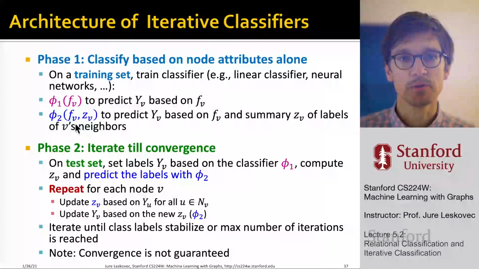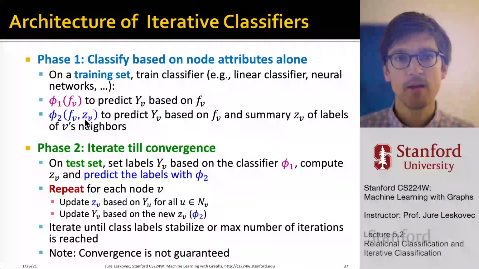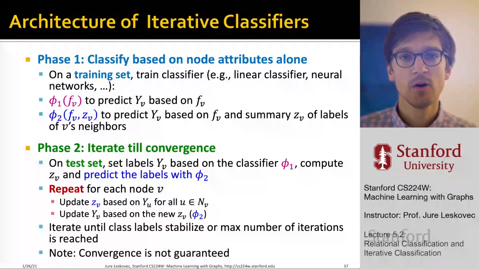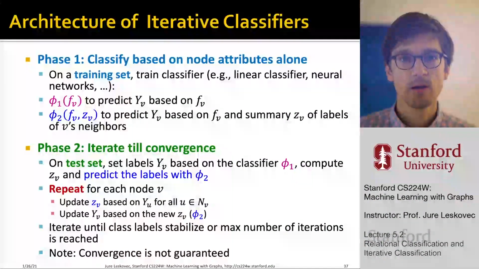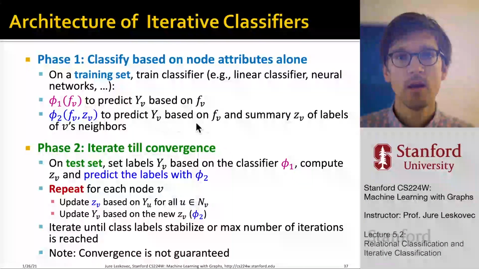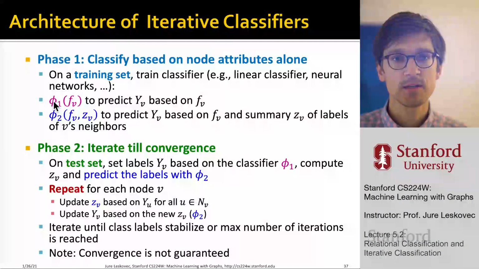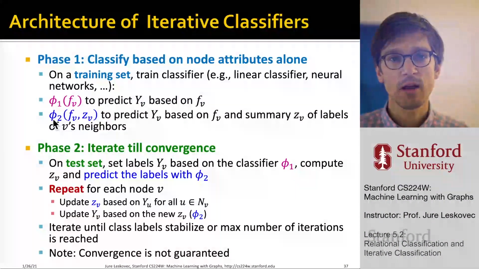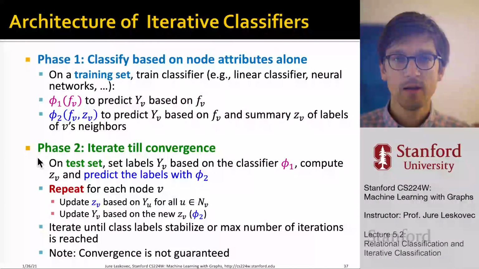And then using the training data, we are also going to train this classifier phi2 that is going to use two inputs. It's going to use the feature of the node of interest as well as this summary vector z that summarizes the labels of the nodes in its network neighborhood. And this phi2 is going to predict the label of the node of interest v based on its features as well as the summary z of the labels of its neighbors. And then, right, so we have first applied phi1, then we also have trained phi2, so that now we will go into phase 2 where we are going to iterate.